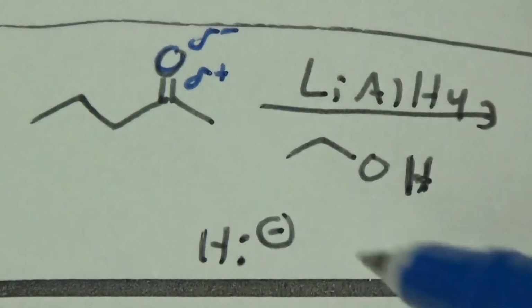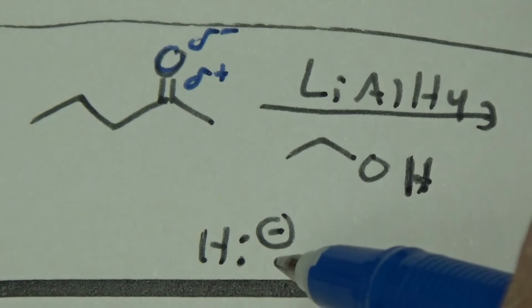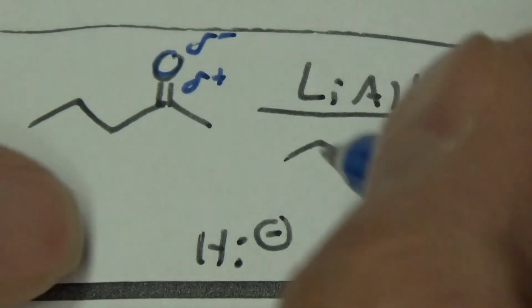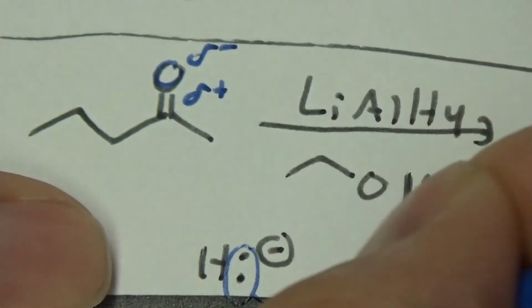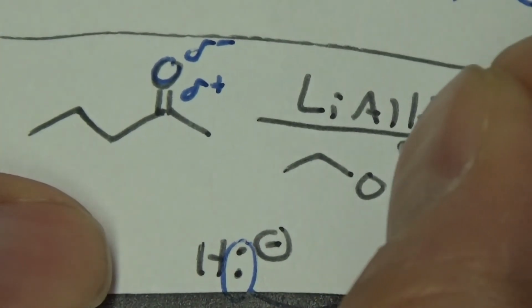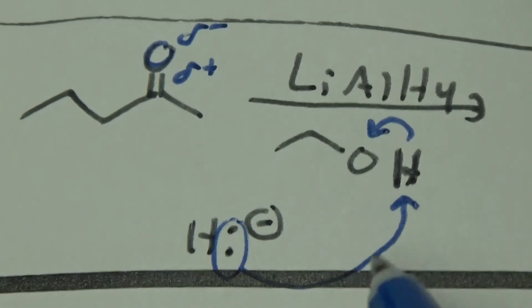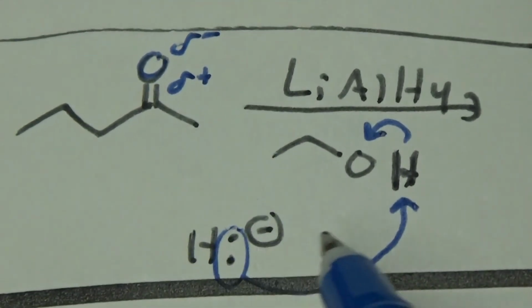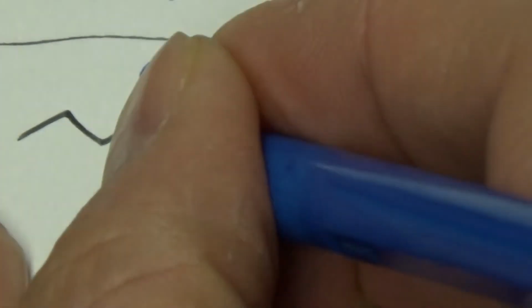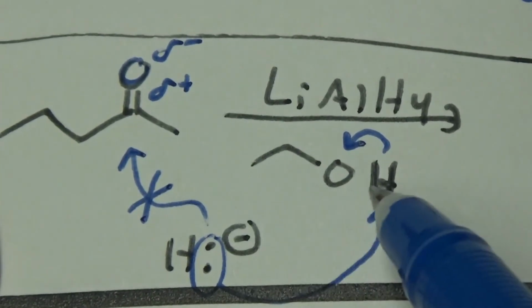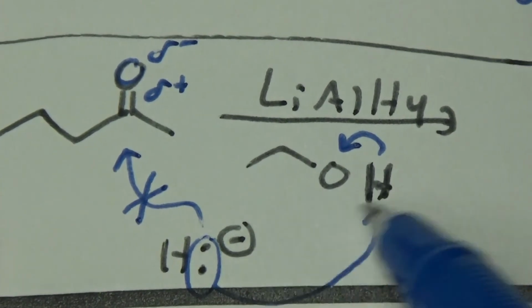But instead of doing that, this stuff is very basic, and it sees this OH, and it just grabs it instead. Okay, so this actually does not do what you want it to do. It does not do this. Just put an X there. It actually reacts as a base with the ethanol, and that's why ethanol is going to be bad.